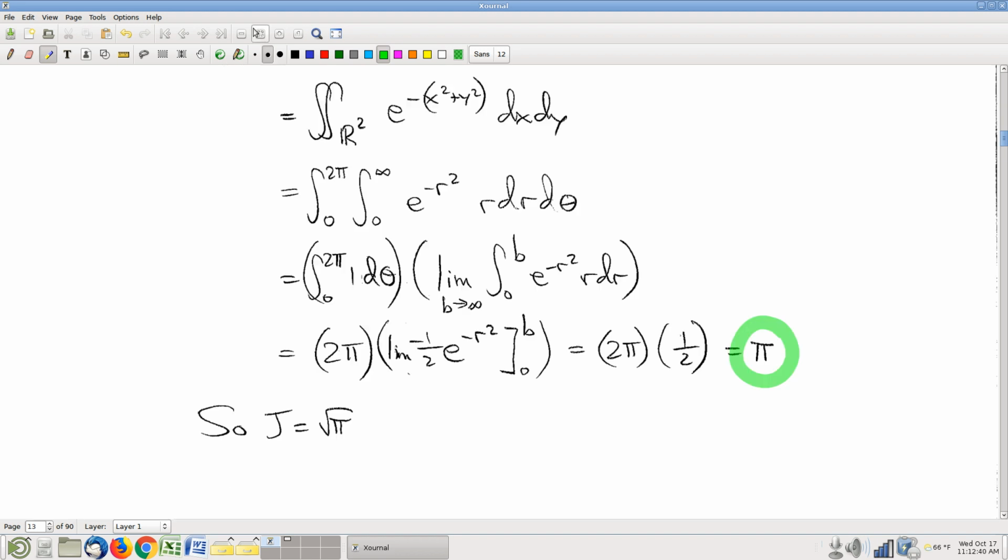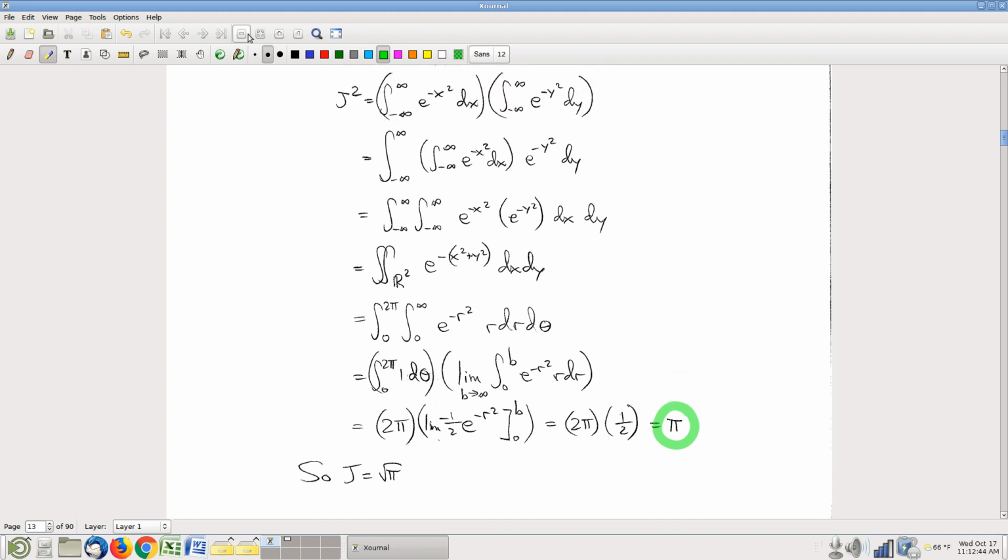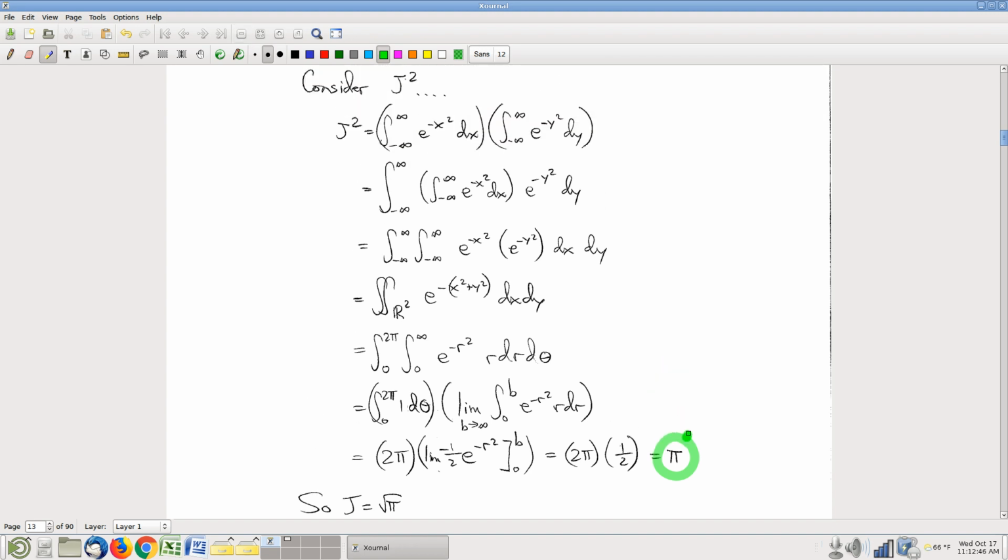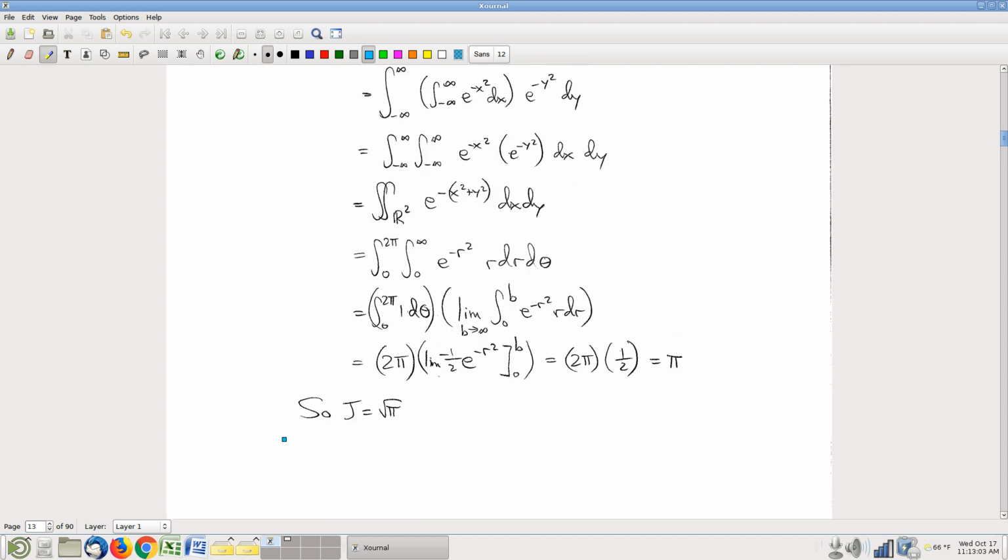Now, it is easy to inadvertently spike the football on the 2-yard line here. Let's not make that mistake. We just computed J squared. So what we actually wanted was J. So don't forget to take the square root. Everybody happy? Classical calculation. Okay, I'm out of time.